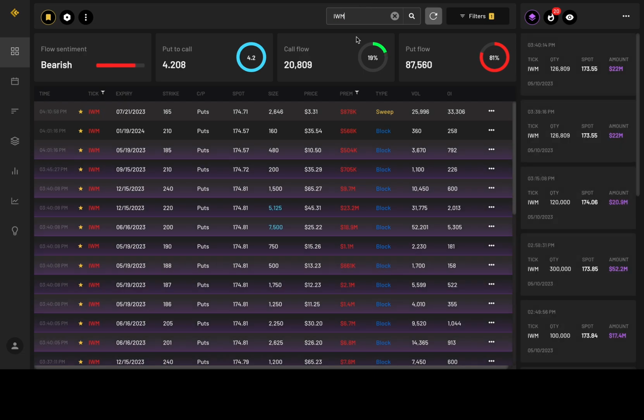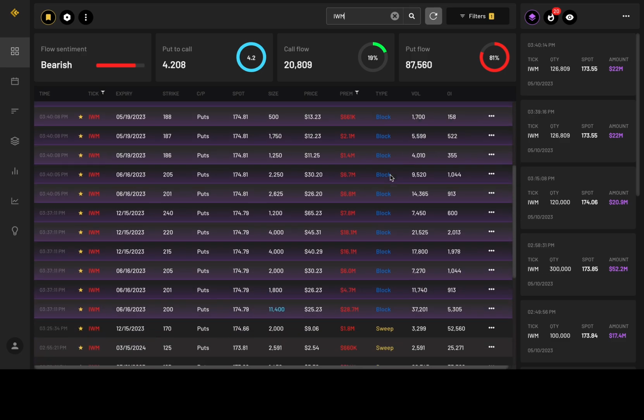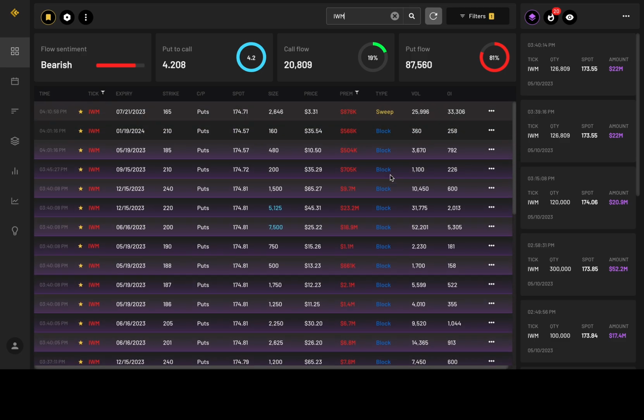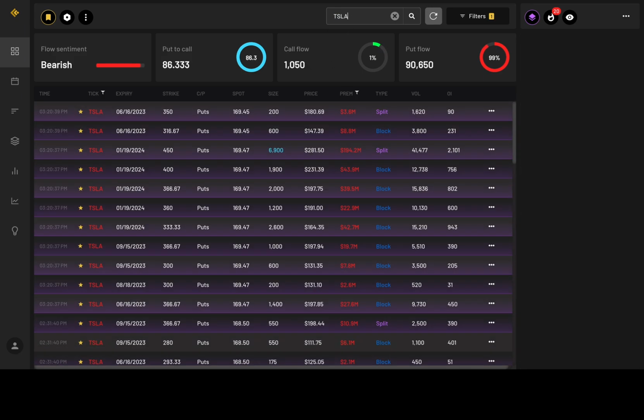IWM 81% in the puts. Seen a lot of block orders coming in. Usually when we see these coming in, signs of volatility incoming. These are very in the money puts. 220 strike price, 200 strike price. Signs of volatility incoming, and this makes me very happy.